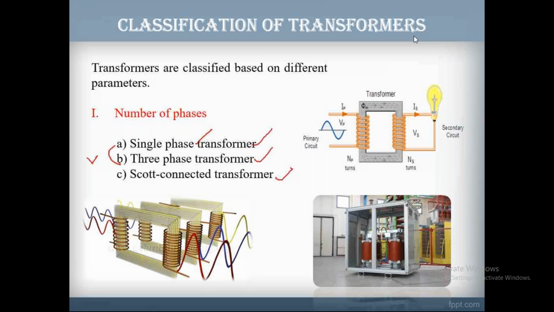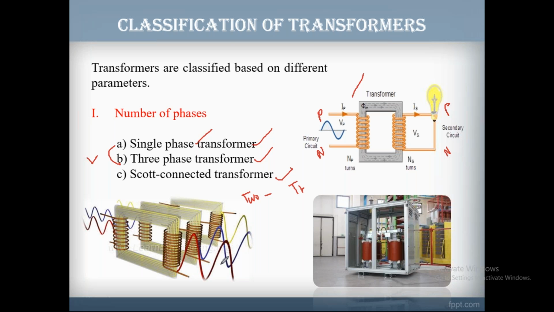Suppose we take the single phase transformer, and this diagram represents single phase. You are providing the primary as a single phase, represented by phase and neutral, and the same thing you get here also, phase and neutral. If you take the three phase transformer, you have three phases R, Y, B, and the same phases you get at the output, R, Y, B. But in the Scott connected transformer, you give two phases as input and get three phases as output. This transformer converts from two phase to three phase. That is the difference of the Scott connected transformer compared to single phase and three phase.